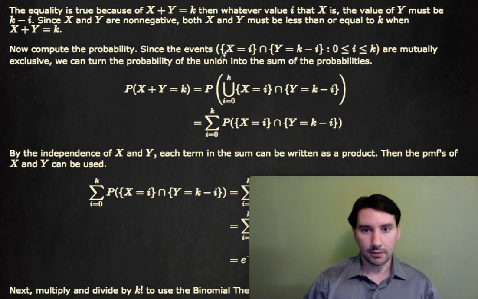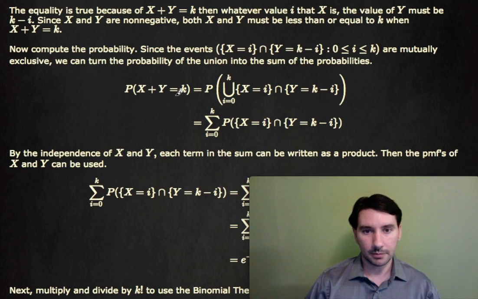Also, these events in the union are disjoint. So if we plug in i equals 0, we get X equals 0 and Y equals k. If we plug in i equals 1, we get X equals 1 and Y equals k minus 1, and so on. So they're all disjoint events. They all have different values of X and different values of Y.